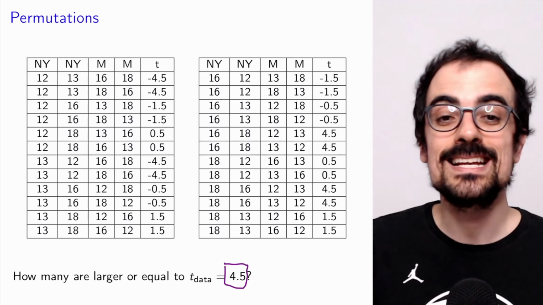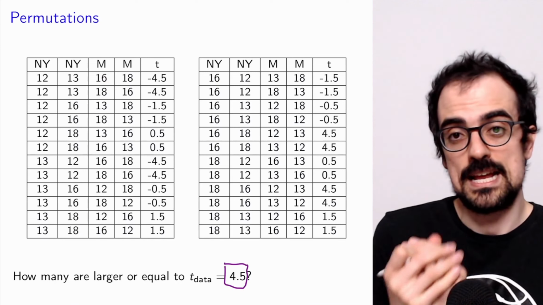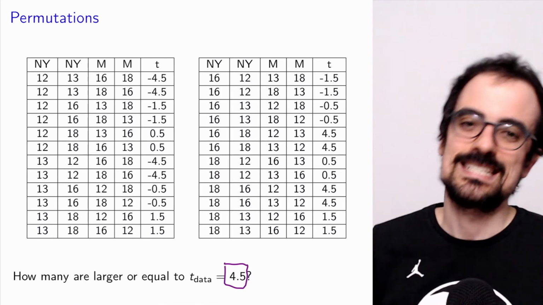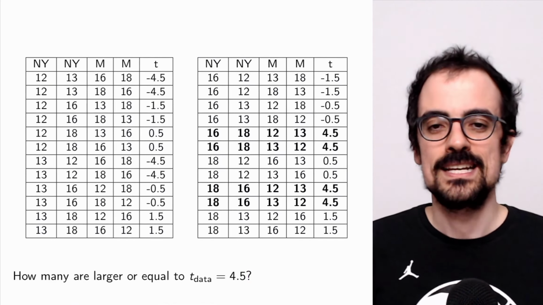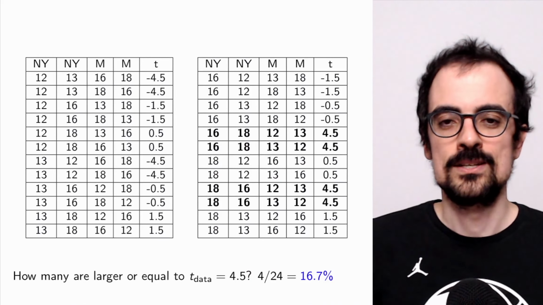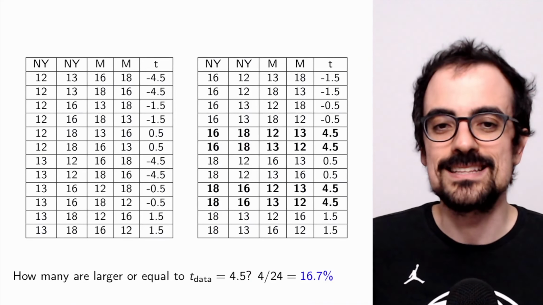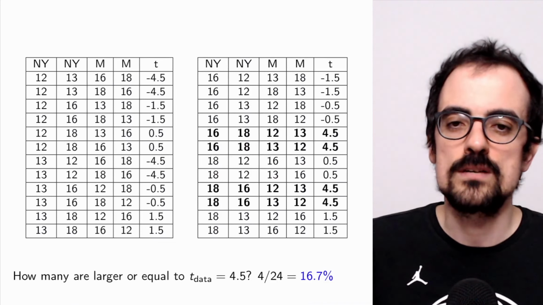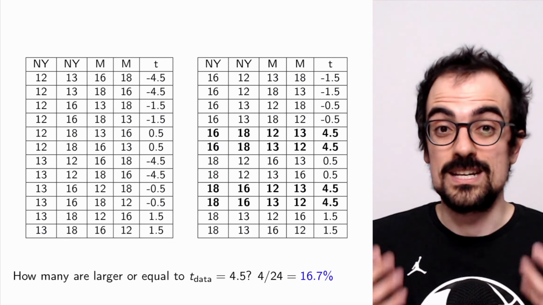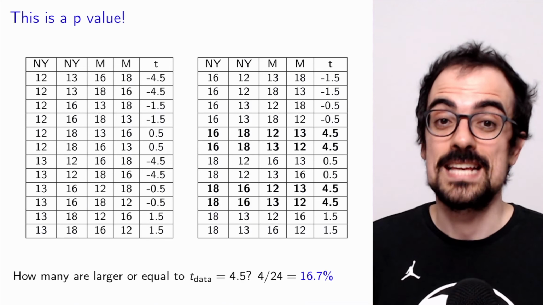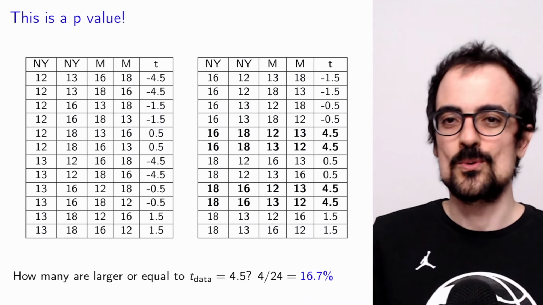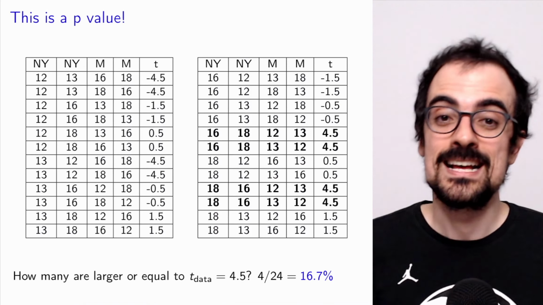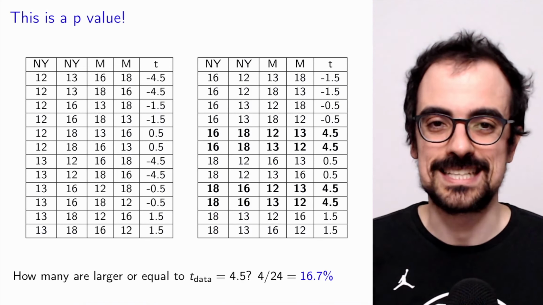The logic being that if very few of them are, then this is unlikely to happen, and this is evidence against the null hypothesis. In our case, there's 4 of them. So the percentage of the test statistics that are larger or equal to the one that we actually observed is 16.7%. It turns out that this is actually a p-value. So we have managed to set up a hypothesis test without needing a parametric model for the test statistic.